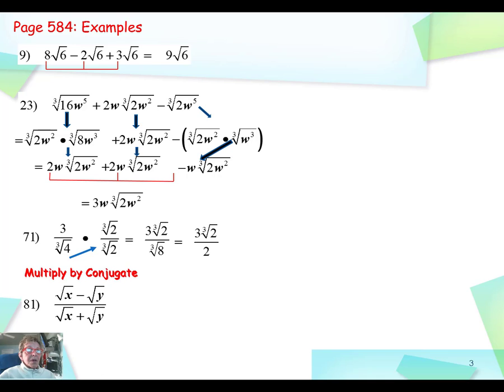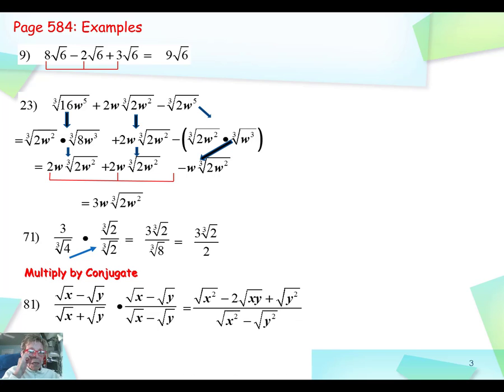My next example is 81, and now I have a binomial radical. I'm going to multiply by a special conjugate again, and you have to agree that that conjugate is 1. It's the same thing over the numerator and the denominator. Now that should look very much like the binomials that you were multiplying in last week's lesson. Now we have the sum and difference, so that's the reason we chose the square root of x minus the square root of y as our conjugate.